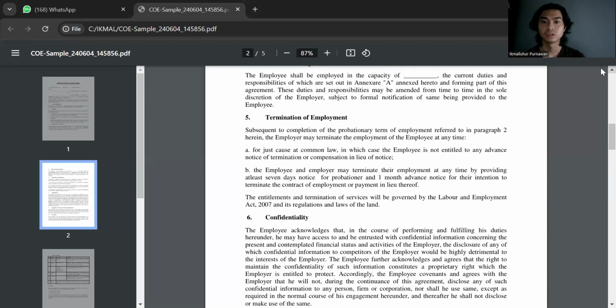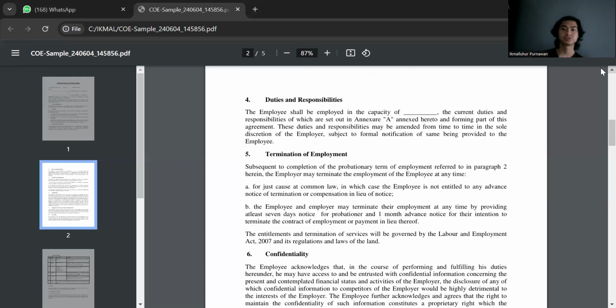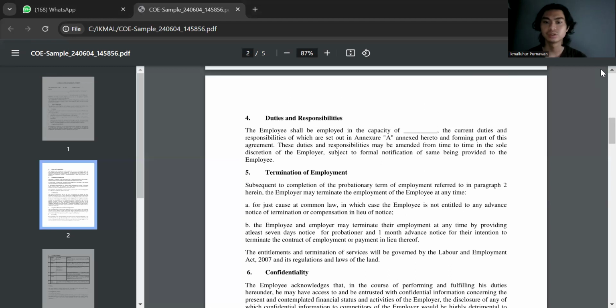Okay. Number four, the duties and responsibilities. The employee shall be employed in the capacity of blank, the current duties and responsibilities of which are set out in Annexure A, annexed hereto and forming part of this agreement. These duties and responsibilities may be amended from time to time in the sole discretion of the employer, subject to formal notification of same being provided to the employee.